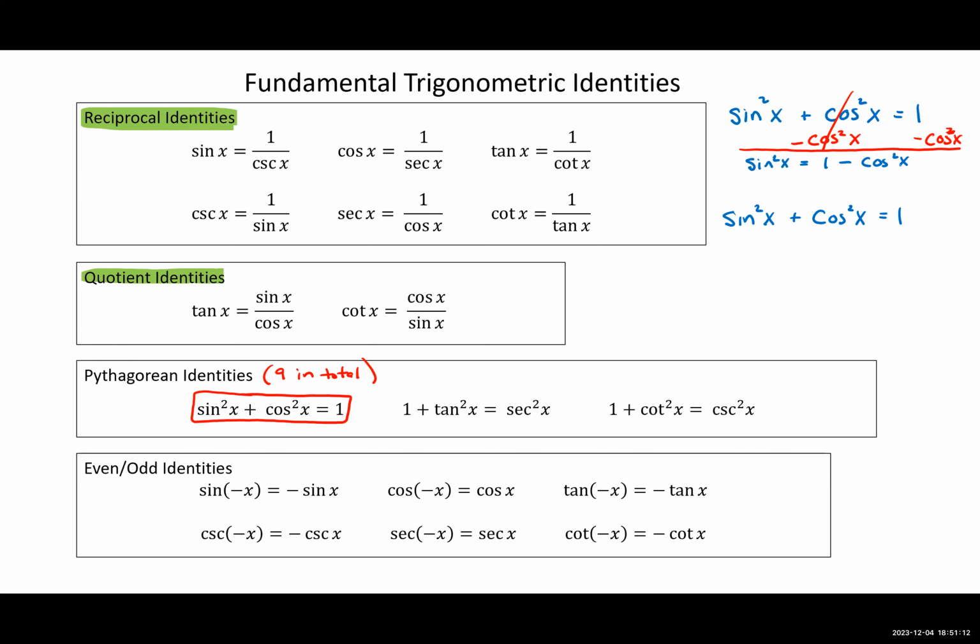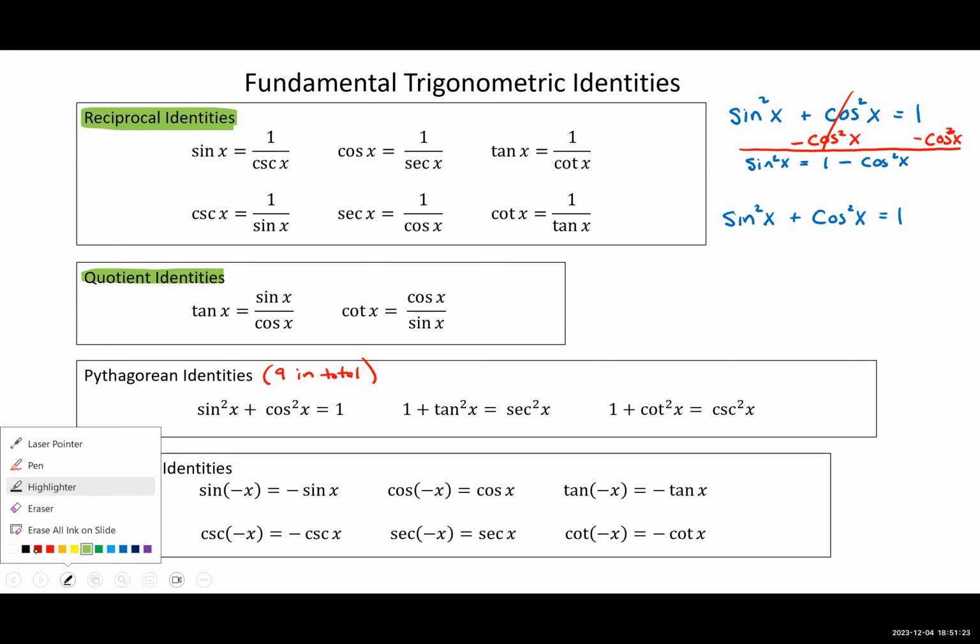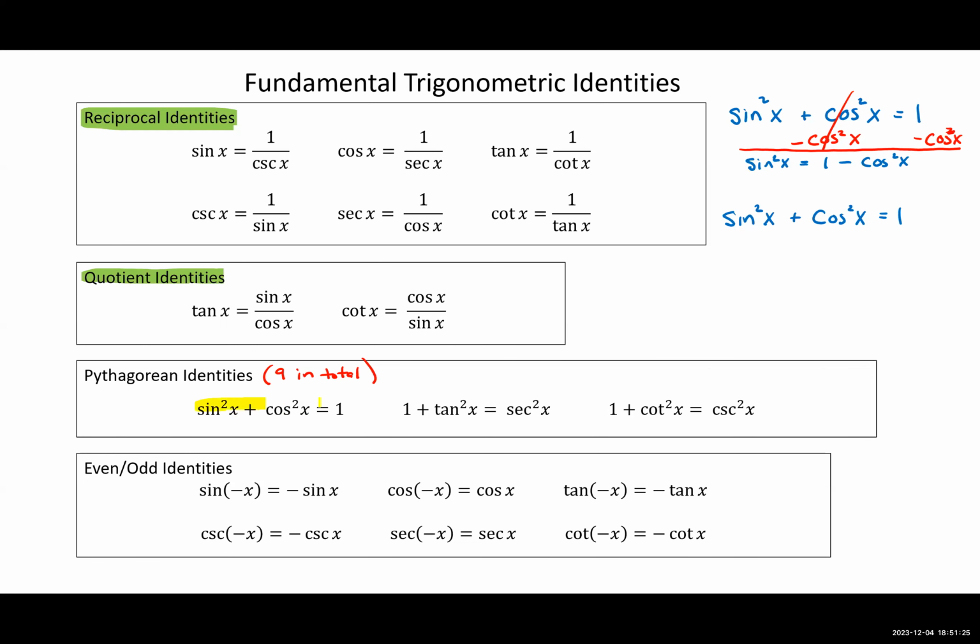So if this is one version, let me use a different color highlighter. Too much green is no good. There's one version of the Pythagorean identity for sine and cosine. Here's another related way of expressing it. Instead of having the 1 by itself, we could isolate the sine squared. Sine squared is equal to 1 minus cosine squared.